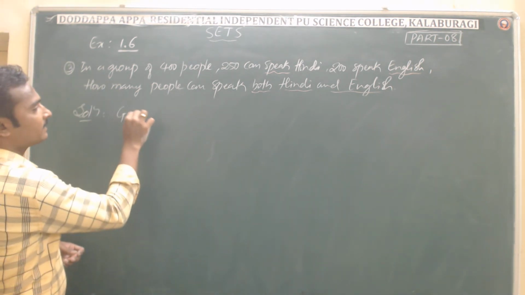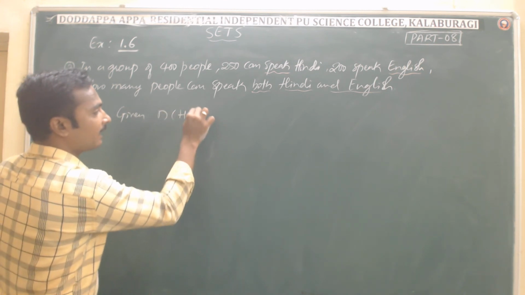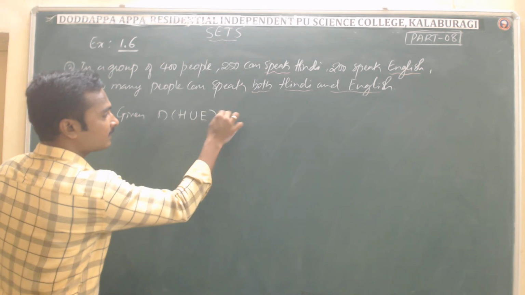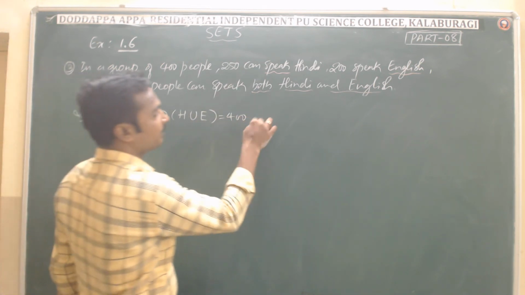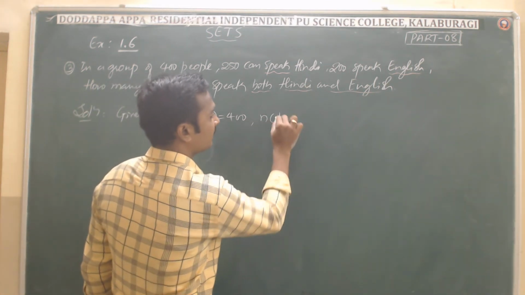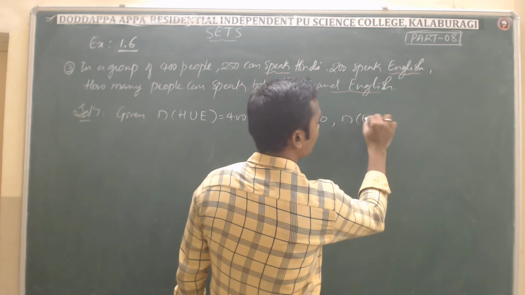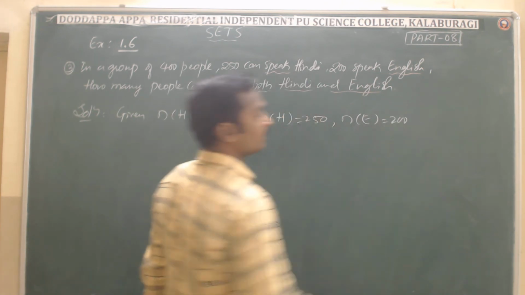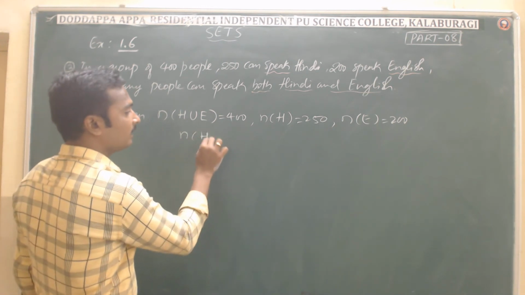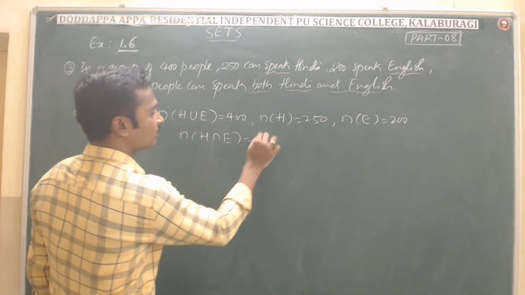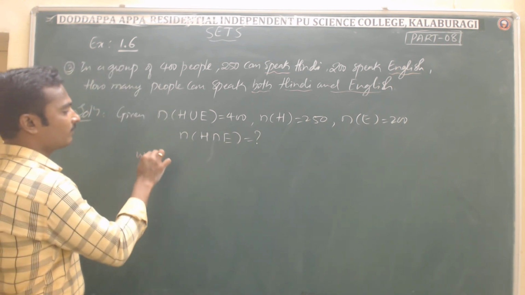What is given? It is given to us that the total number of the people who speak Hindi and English is 400. The total number of the people who speak Hindi is 250. The total number of the people who speak English is 200. And we need to find the total number of the people who speak Hindi as well as English. So what formula do we know? The same formula we have to apply.